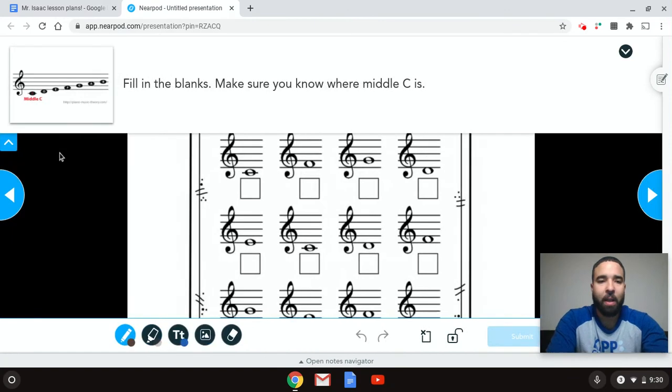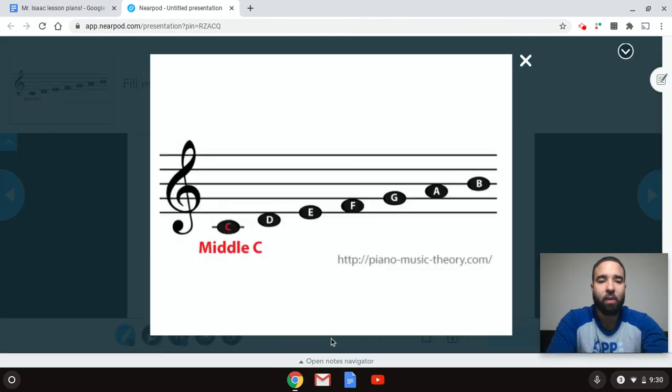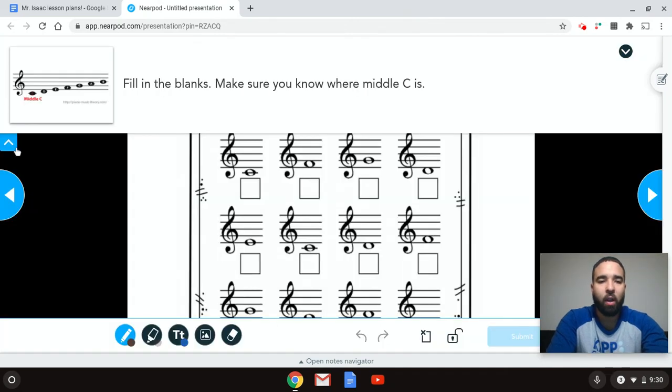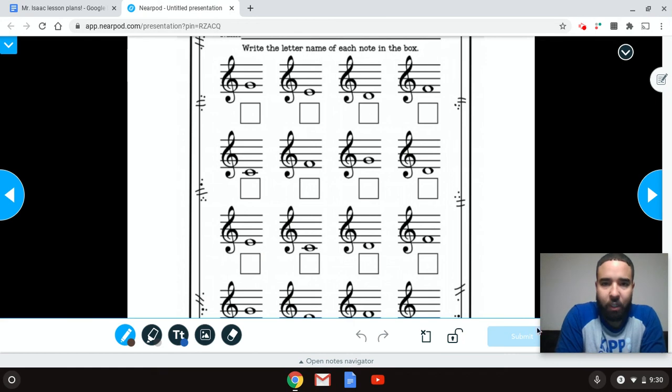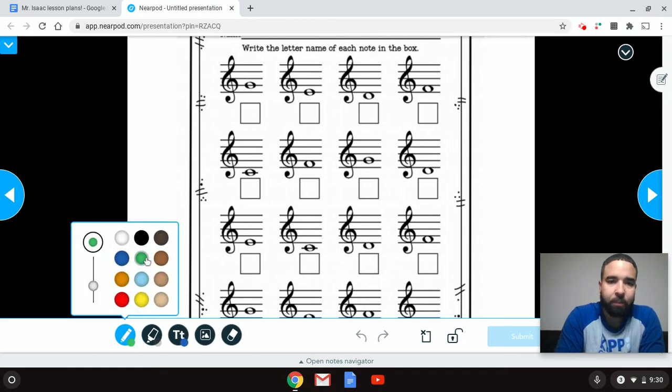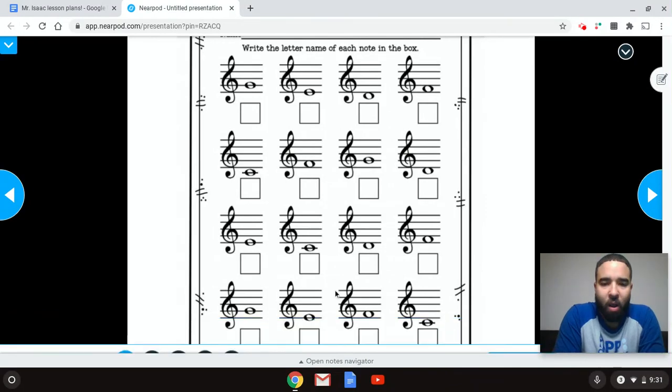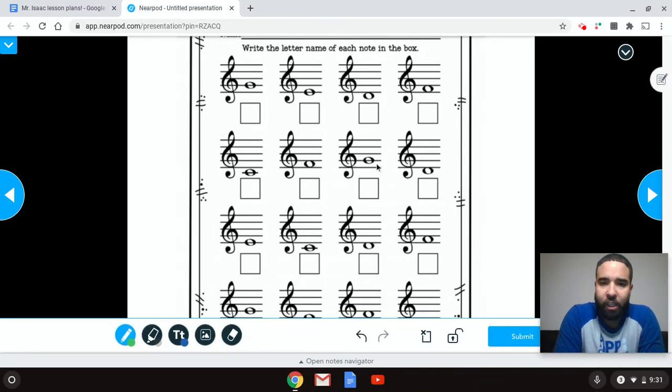All right, fill in the blanks. Make sure you know where middle C is. So again, I have this picture of middle C. You can reference that picture if you want to get the rest of these down. Otherwise, you guys should be good to get most of this on your own. I'm going to help you out here on a couple of these. We have a few notes here. Most of them don't go up past G, which is nice for us. We only have to worry about a few notes. So I'm just going to go ahead and do one of those for you.